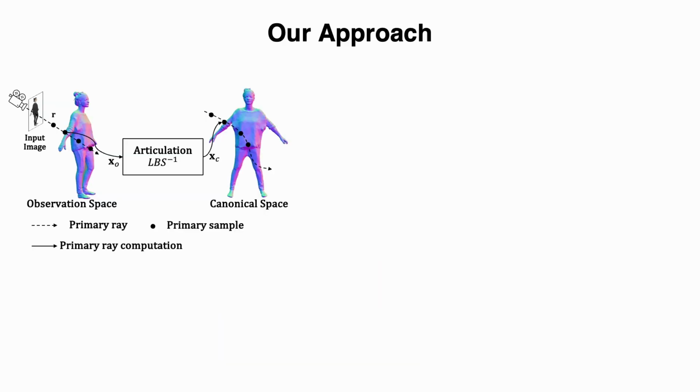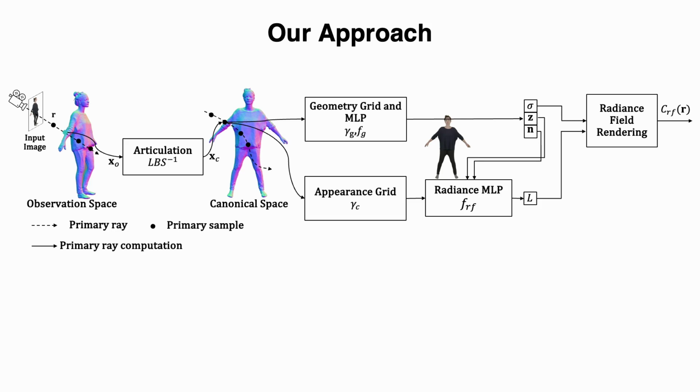We start describing our approach by formulating avatar modeling as an articulated NeRF. Given any camera ray in observation space, we apply inverse linear blend skinning to warp the ray into a canonical space. In the canonical space, we use Instant NGP to represent both the geometry and radiance of the avatar. Geometry is modeled as a signed distance field, and we use VolSDF to convert SDF values to NeRF density values. This formulates a basic pipeline for articulated NeRF.